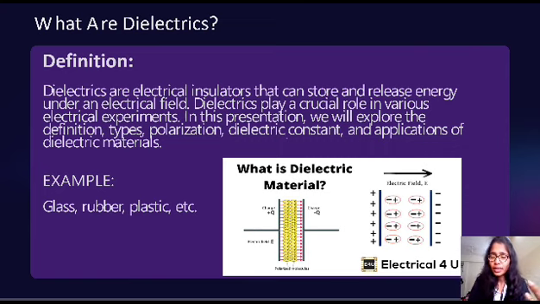The values of the dielectric constant of some dielectric materials are: for air 1.0059, for glass 3.8 to 14.5, for paper 3.6, for vacuum 1.00, for PVC 4.2. Examples of dielectric materials are glass, rubber, plastic, etc.